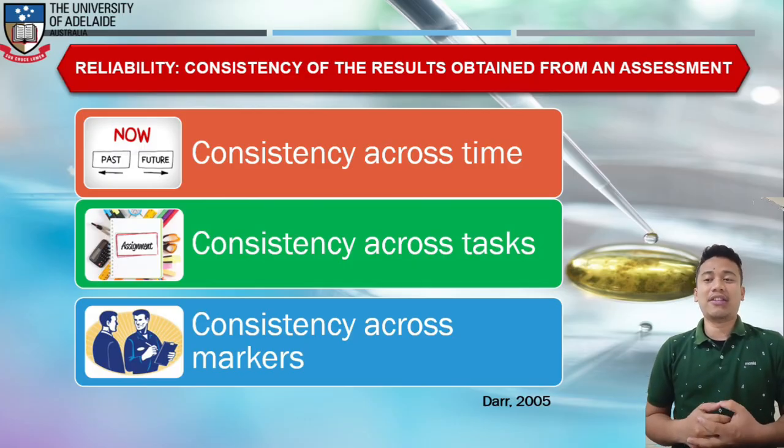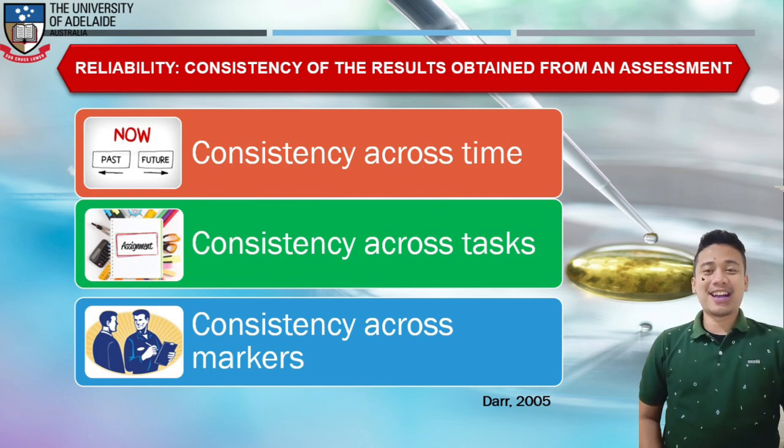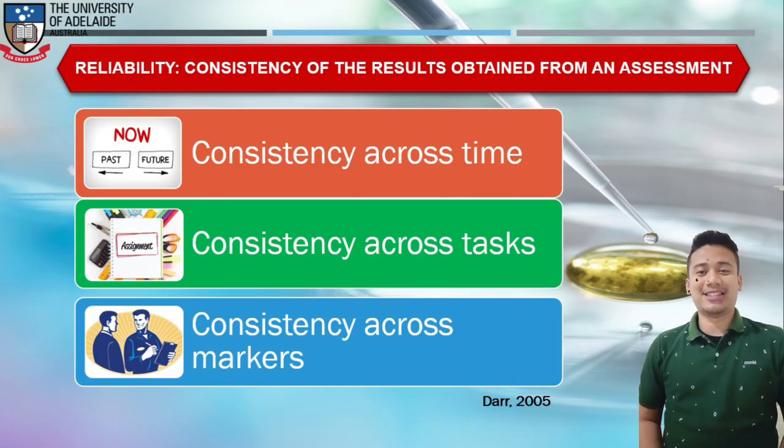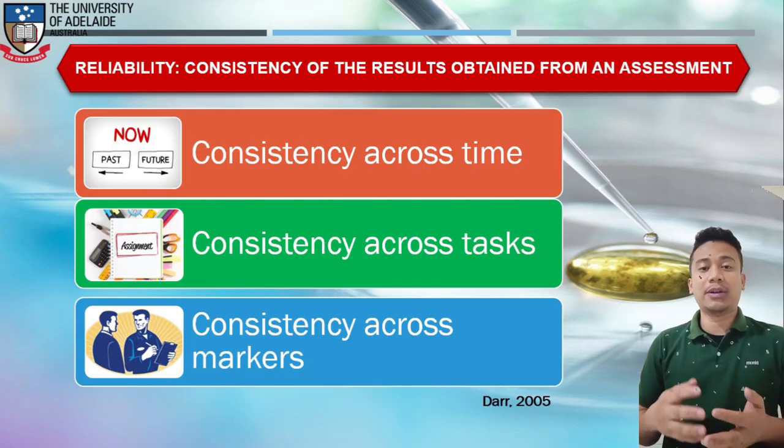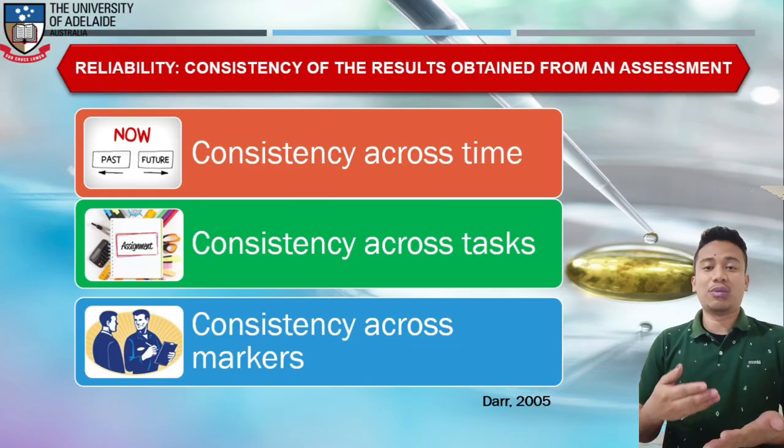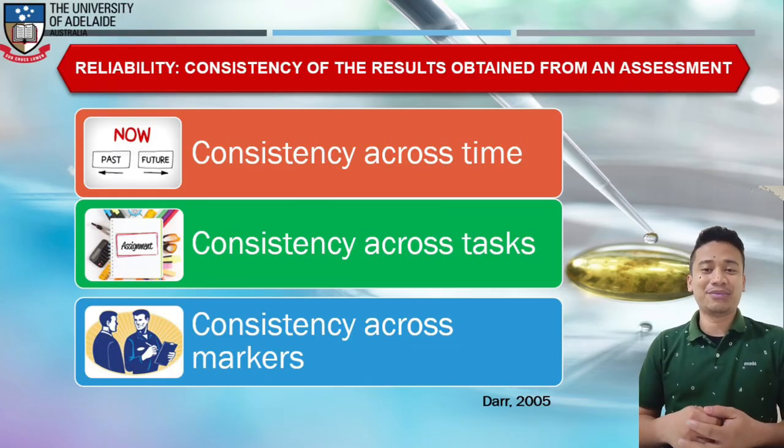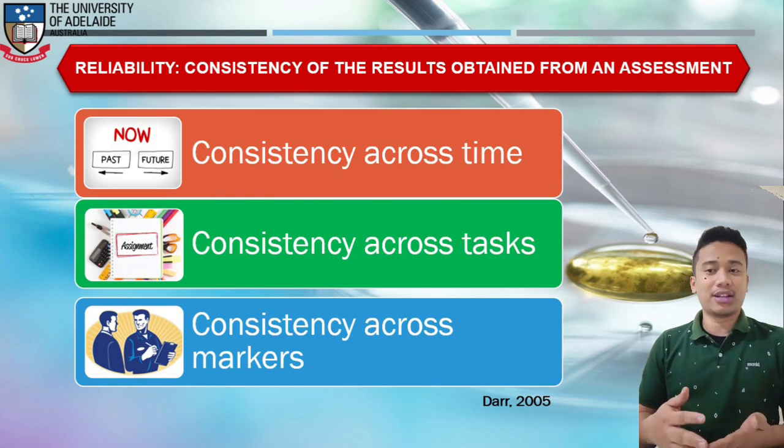However, DART 2005 brings about a more complex definition of consistency, which includes consistency across time, across tasks, and across markers. So, across time means the result will be the same or similar, even if conducted at a different time or occasion. Across task means that if this assessment is replaced by another type of assessment, let's say if this laboratory report will be replaced by a journal and measure the same level of knowledge or learning objectives, it will give similar results. Meanwhile, across markers refers to the use of rubrics, so it might reduce the level of subjectivity.